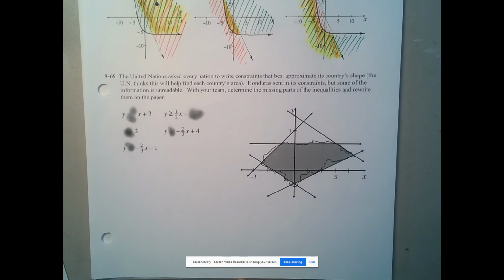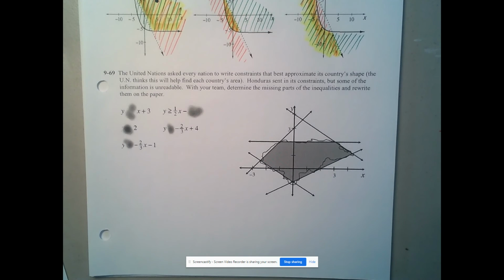Now, I really like 969. I think this is a really interesting question. It says the United Nations asked every nation to write constraints that best approximate its country's shape. The UN thinks this will help find each country's area. So if we can make some sort of polygon that's close to the shape of a country, we can get an estimate of its square miles.